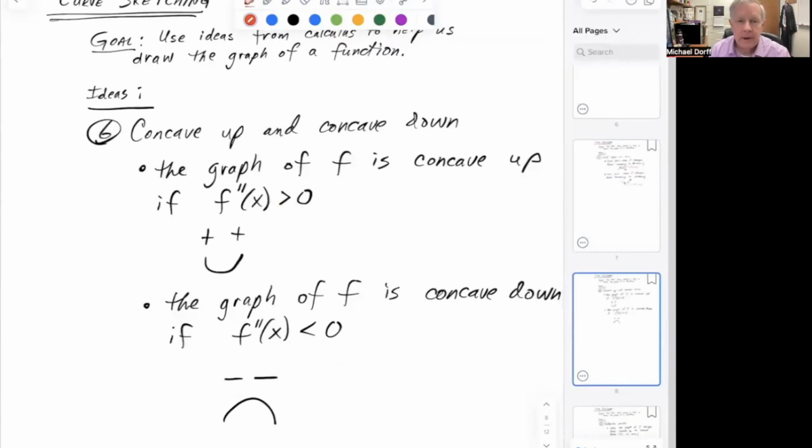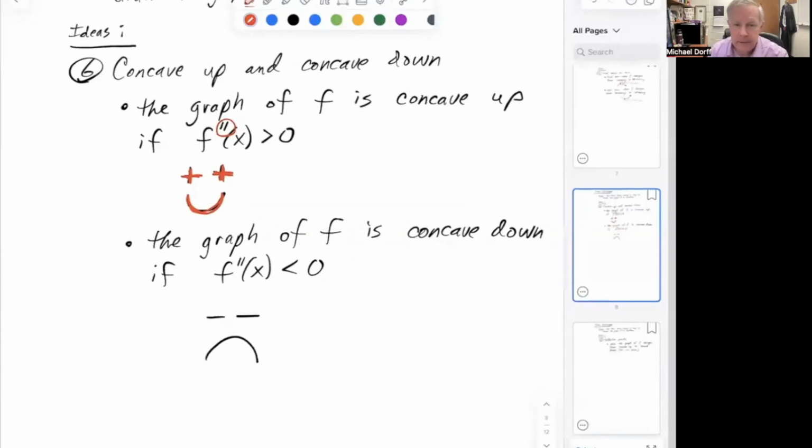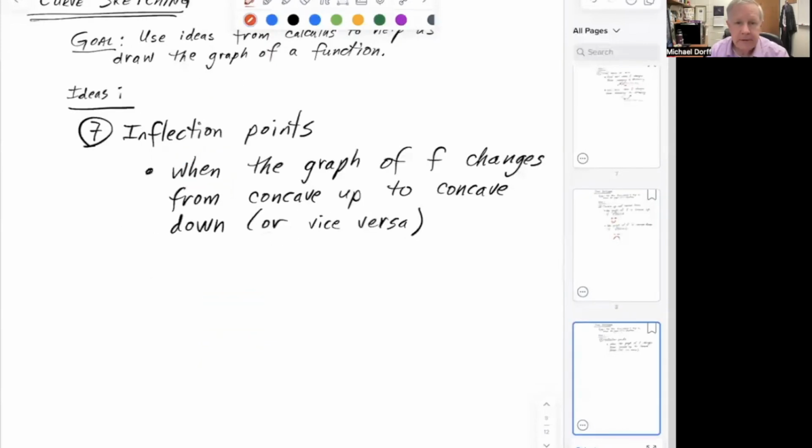Concave up and concave down. The graph of f is concave up if the second derivative is greater than 0. I like to think of that as the second derivative being positive, so we have a plus. I write two of them because it's the second derivative, and that gives me a smiley face, and it's concave up. If the second derivative is negative, we have a negative sign, and I write two of these because it's the second derivative, and that gives me my frowny face, or my stormtrooper face, and it's concave down. Inflection points occur when the graph changes from concave up to concave down, or from concave down to concave up.